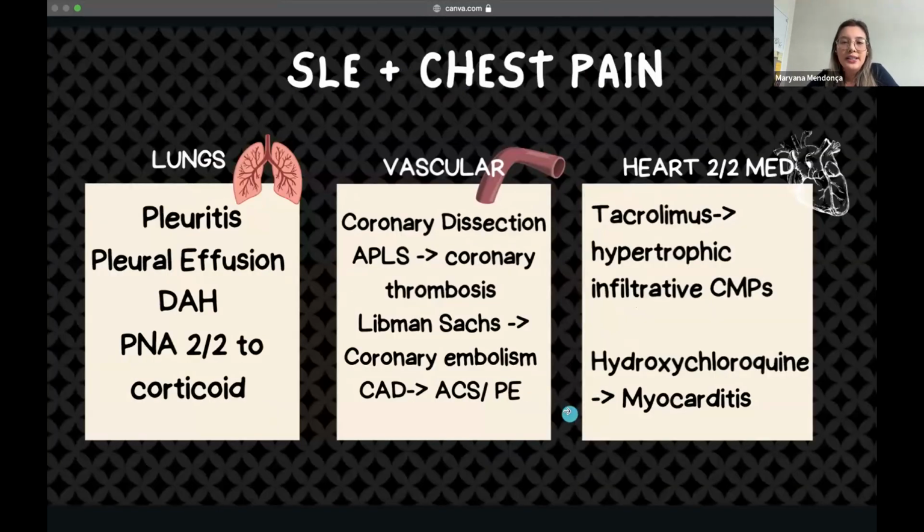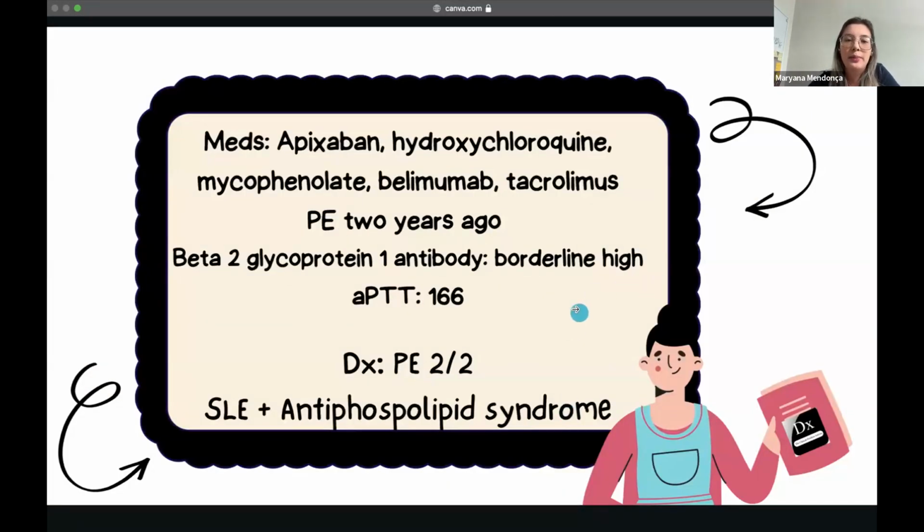So to have a better idea of what is happening with this patient, we need more data. We know that the patient was on apixaban, hydroxychloroquine, mycophenolate, belimumab, and tacrolimus. This patient also had an episode of pulmonary embolism 2 years ago, and her labs came back positive for beta-2 glycoprotein 1 antibody and increased APTT. With all of this information associated with the chest CT that was performed, we could diagnose pulmonary embolism secondary to lupus and antiphospholipid syndrome.